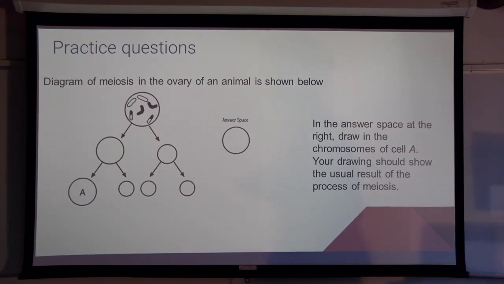Here's a diagram of meiosis in the ovary of an animal. It's shown below. In the answer space at the right, draw in the chromosome of cell A. Your drawing should show the usual result of the process of meiosis. So once again, here's the process of meiosis.